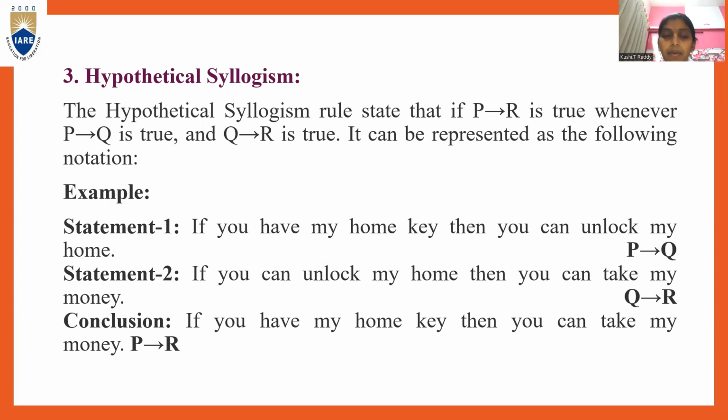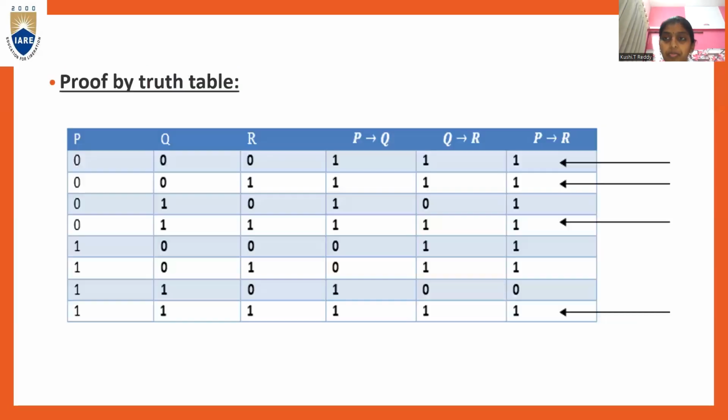So let us go through an example again. The first statement is if you have my home key, then you can unlock my home. That is P implies Q. If you can unlock my home, then you can take my money. That is Q implies R. So if you have my home key, then you can take my money. That is P implies R. So this is the example: P implies Q, comma Q implies R gives you P implies R.